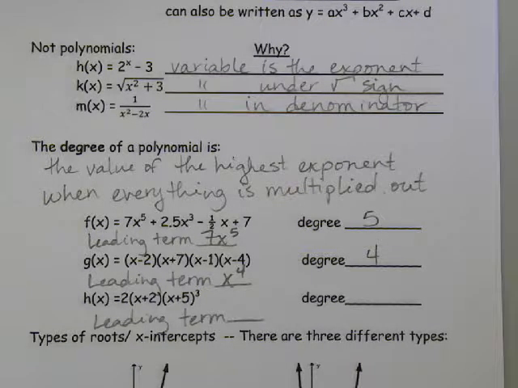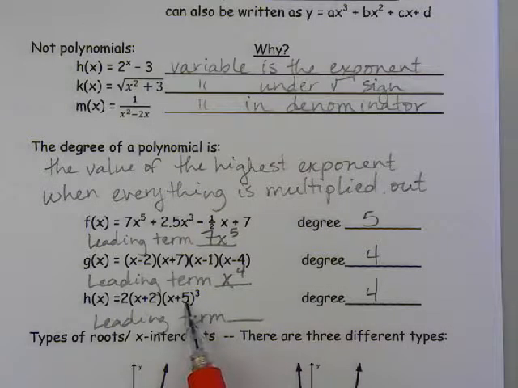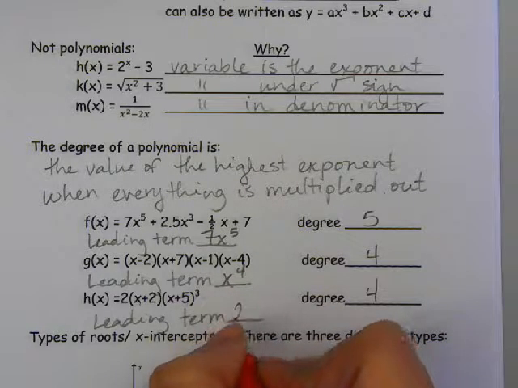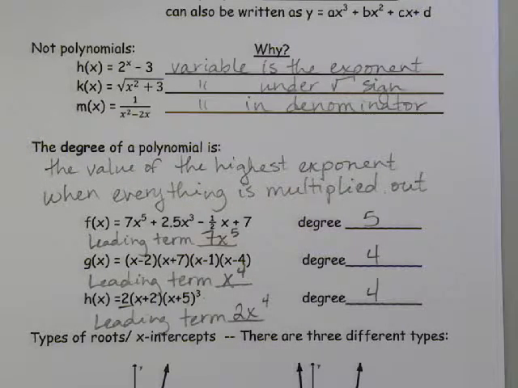And what's the degree of h of x? Also 4, because we have x plus 5 to the 3rd, which if we were to multiply that part out, we'd have x to the 3rd for our leading term. And if we multiply that by this x, we would have x to the 4th. What would our leading term be? 2x to the 4th, because of that number right there, we'd end up distributing that 2 when we got all done multiplying the rest of it out.